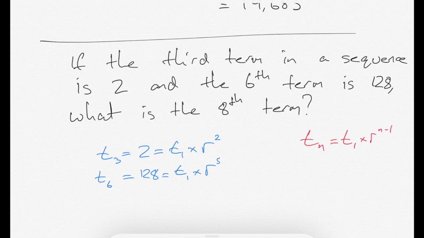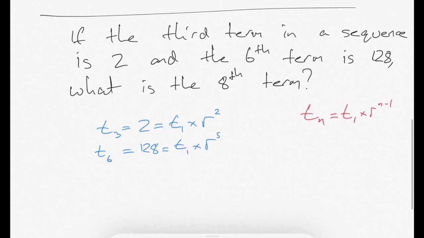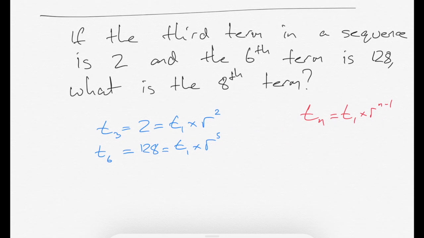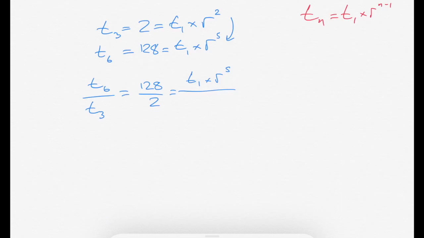Well, with arithmetic progressions, we solved them with simultaneous equations. Here, the simultaneous equations are a little bit trickier, but to work out what r is, I can do a division. Let's have a look at what the sixth term divided by the third term is. We get 128 over 2 is equal to t1 times r to the 5 divided by our first term times r squared.